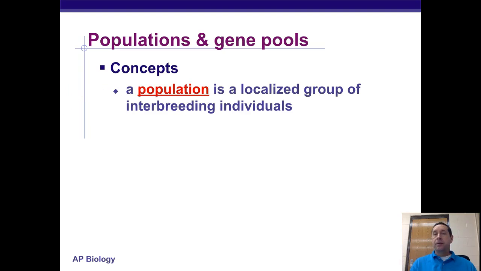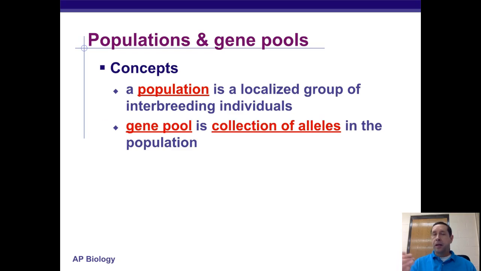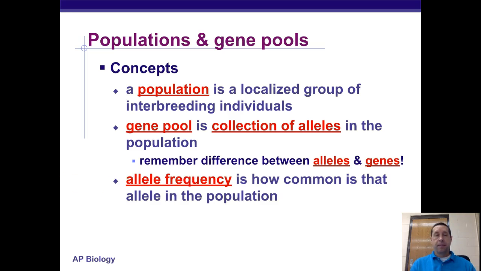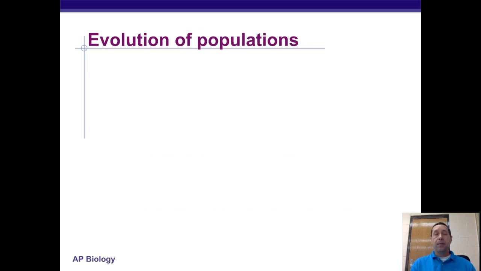Remember, populations are localized groups of interbreeding individuals. The gene pool is a collection of alleles within that population. So again, it's important to keep in mind the differences between alleles and genes, because in our equations we'll have different things that represent alleles and genes. Allele frequency is how common that allele is in the population. How many dominant or recessive alleles there are in the whole population.